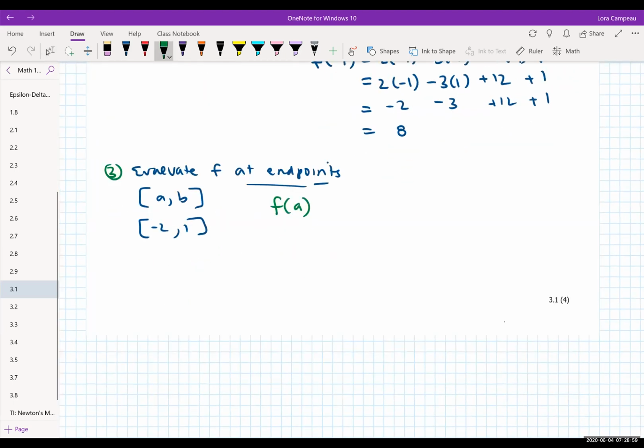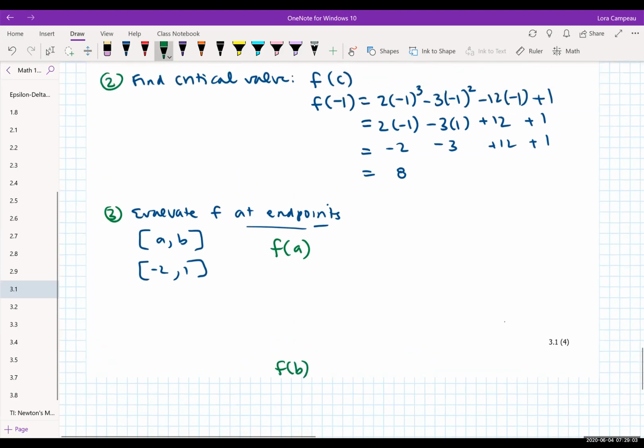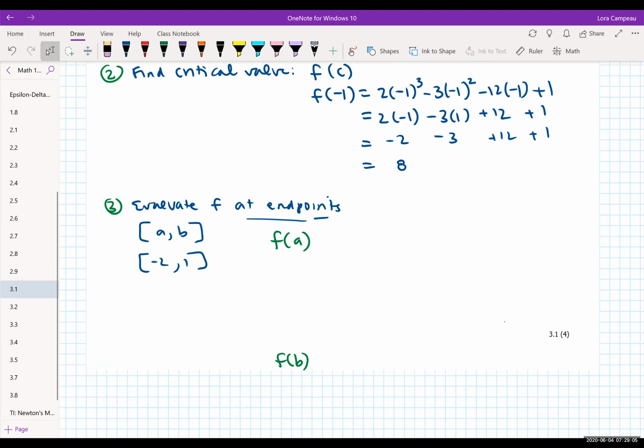I'll leave some space just in case. But in our case, we're not talking about f of A and f of B. We are actually saying what is f of negative 2. Well, let's plug that in. And remember, you're plugging it into the function. The reason why you're taking the derivative is because you're analyzing the original function. So be really careful. So what do we have?